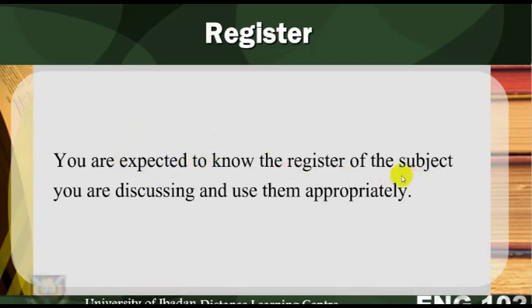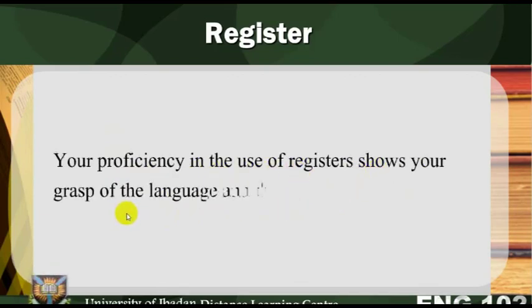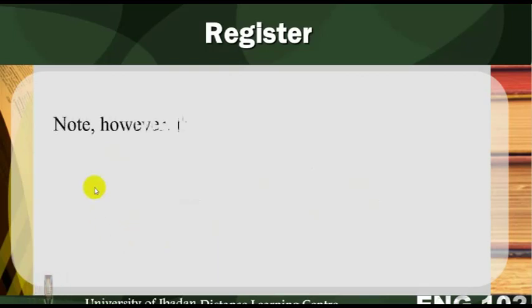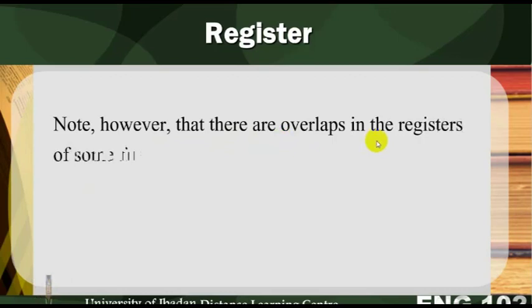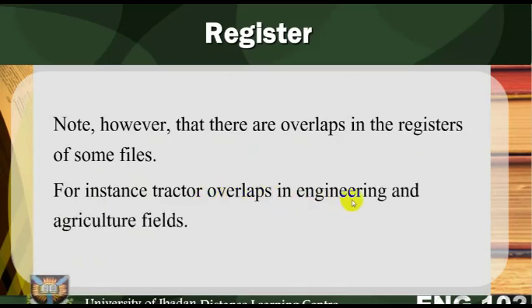You are expected to know the register of the subject you are discussing and use them appropriately. Your proficiency in the use of registers shows your grasp of the language, and this makes the composition more concise. Note, however, that there are overlaps in the registers of some fields. For instance, tractor overlaps in engineering and agriculture fields.